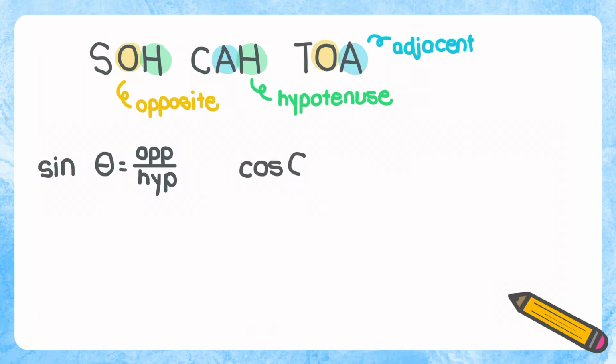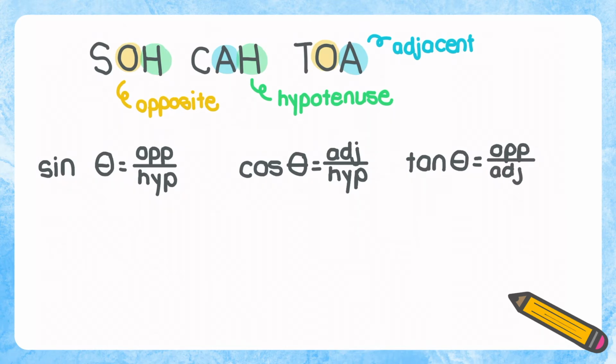Cosine of theta, that's the second part of the acronym, is the adjacent side over the hypotenuse. And lastly, the tangent of theta is the opposite side over the adjacent side. And we've been talking about these 3 trig ratios, and you don't have to know what exactly they mean yet. For now, we're just focusing on setting these ratios up.